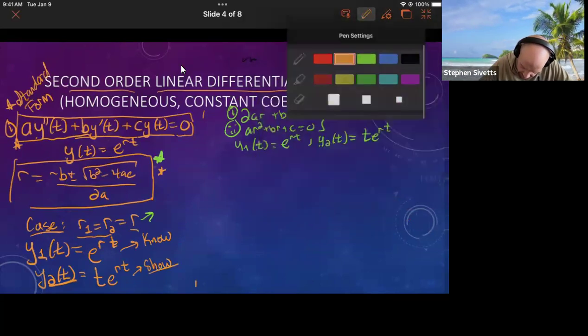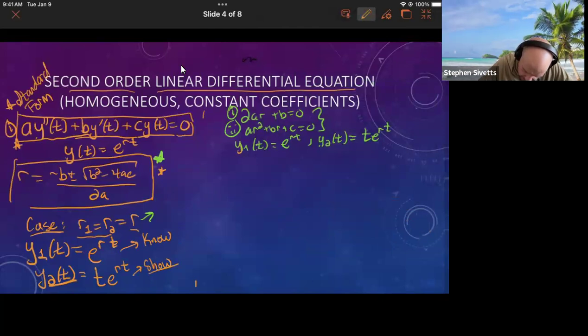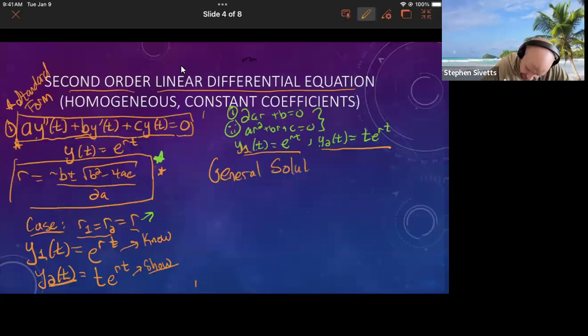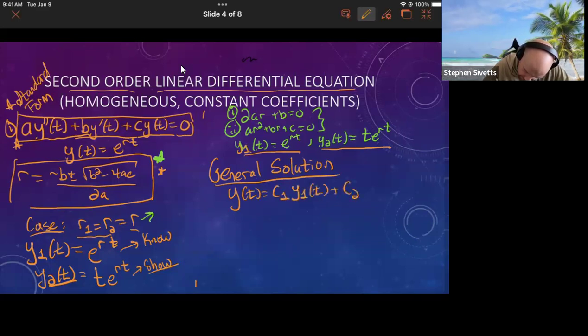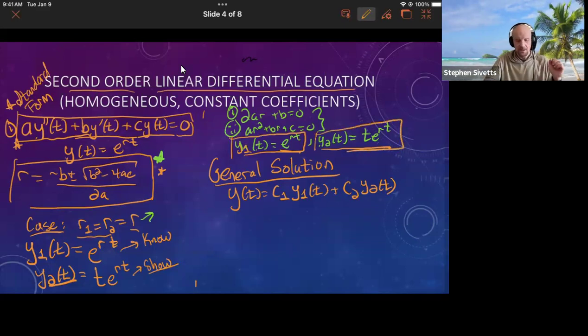Okay. So we know that y1 of t looks like this, and then y2 of t looks like this. And so the general solution will look like this. So y of t will be c1 times y1 of t plus c2 times y2 of t, right? If y1 of t is this, and y2 of t equals this function, right? So that's the case where we have a repeated root.